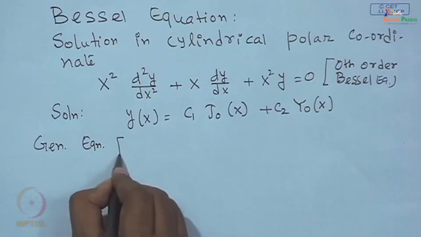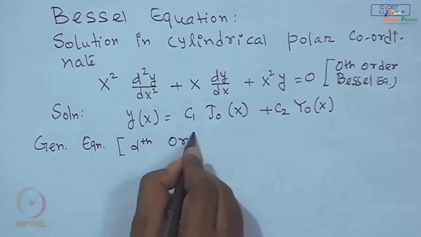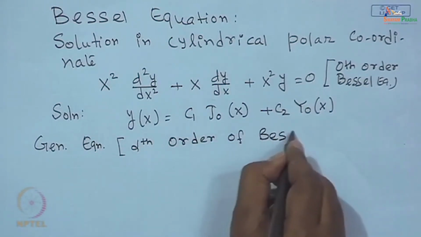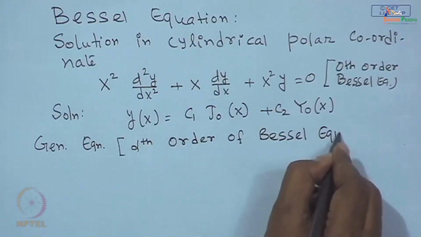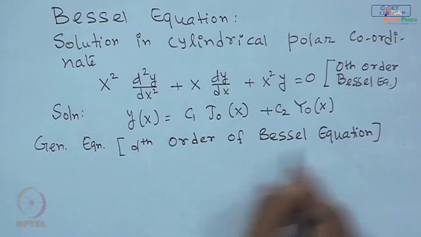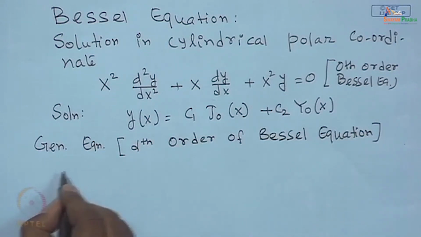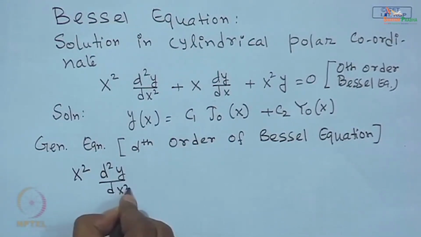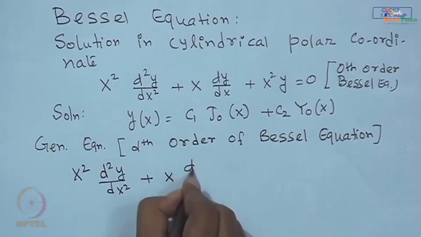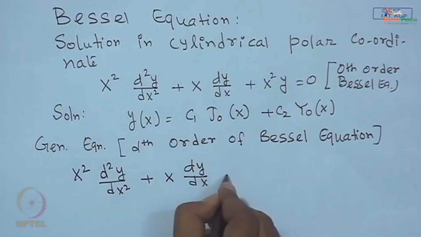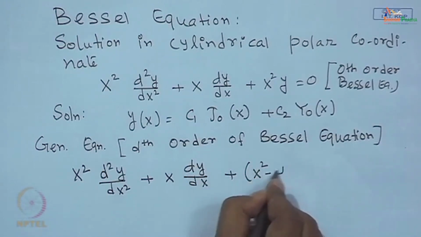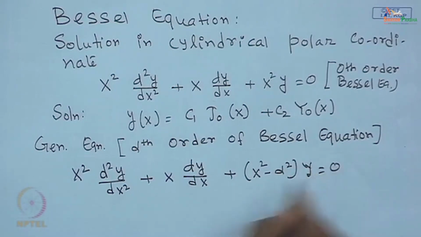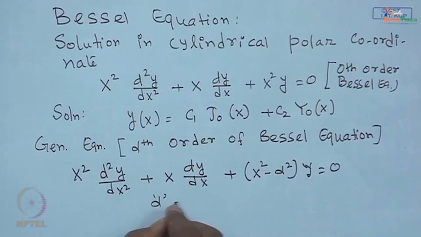General equation means it is alpha-th order Bessel equation, and the equation is in the form of x square d square y dx square plus x dy dx plus x square minus alpha square times y is equal to 0, where alpha is an integer.